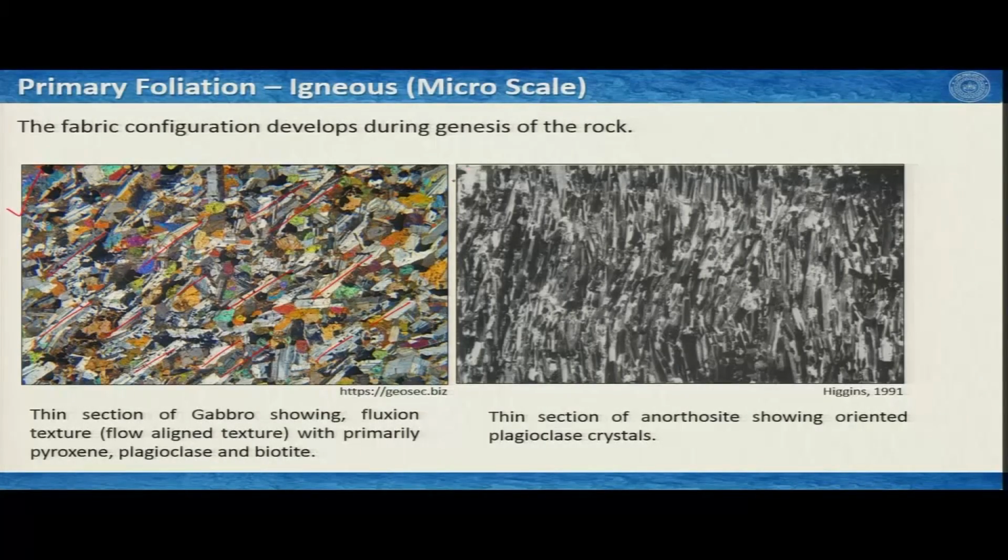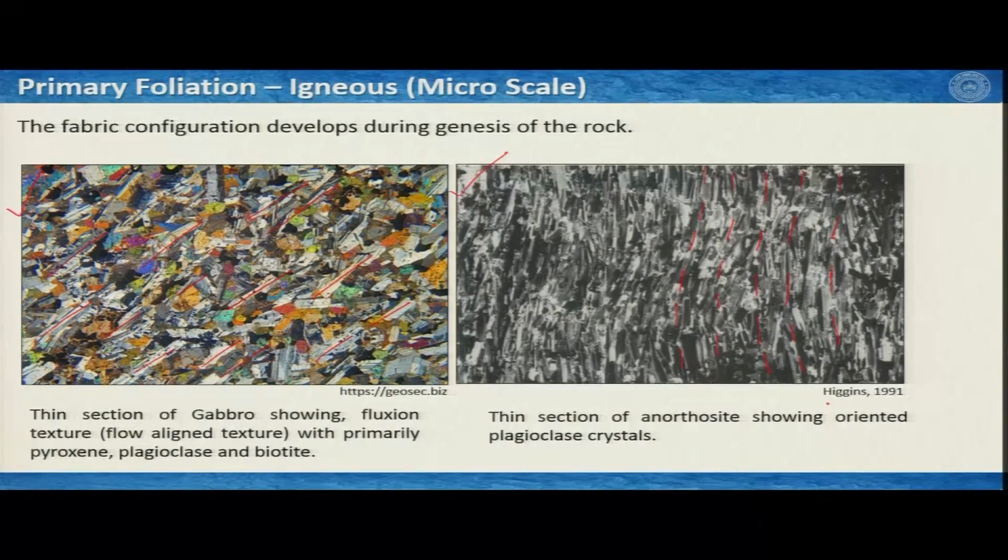The second image, this one is even more spectacular. This is a thin section of anorthosite, and it shows the oriented plagioclase crystals. As you can see, it is defining an excellent fabric, or trace of the planar fabric, on the section the image was taken. Now, how did they form?